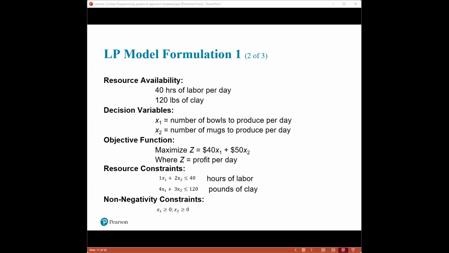40 minus what? 2x what? 2. So 40 minus 2x2, we come and substitute it in what? Equation 2.